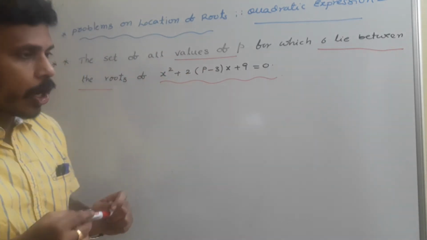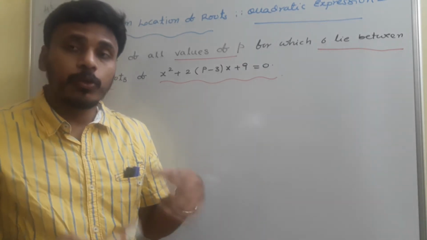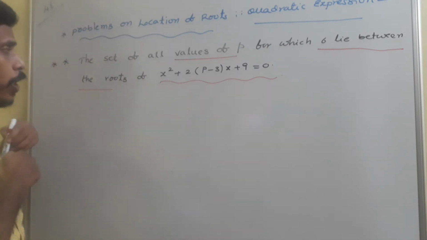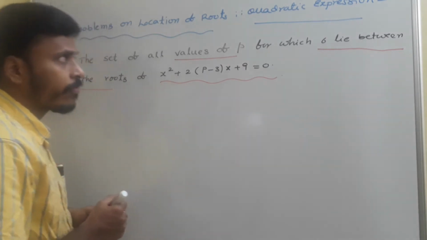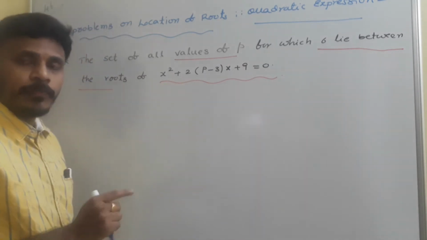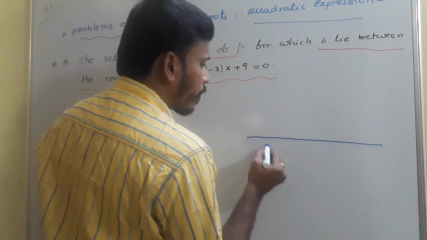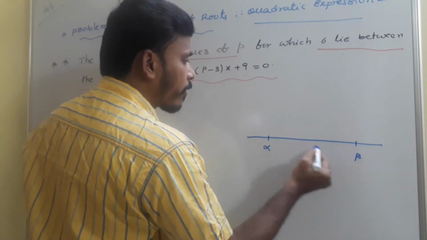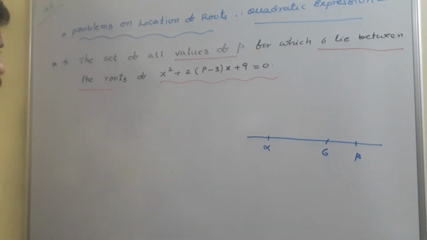As I mentioned in the last class, you shouldn't just memorize the conditions, you should analyze the graph, and that's enough. So in this case, first of all I am going to analyze the graph. As they mentioned, 6 lies between the roots, and this is a quadratic. Suppose it has 2 roots on the x-axis, alpha and beta. As they mentioned, 6 is in between alpha and beta.